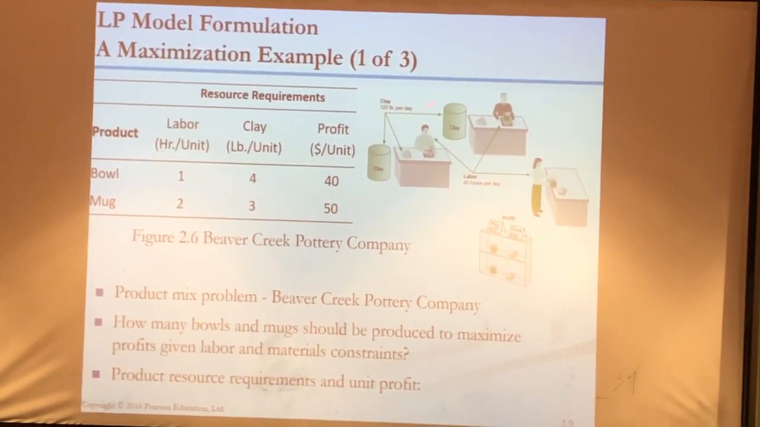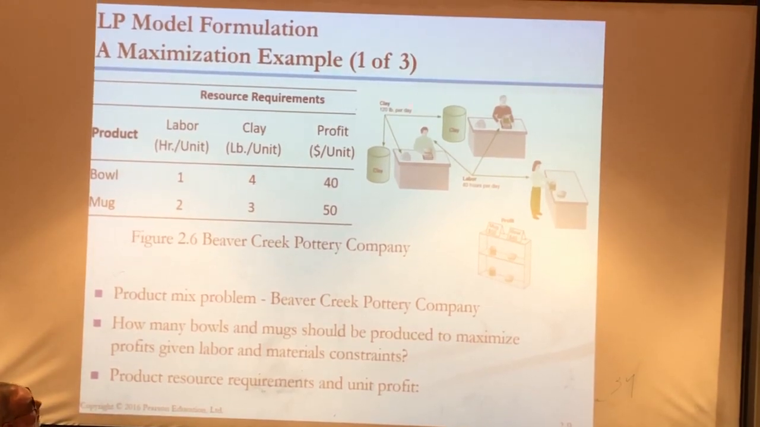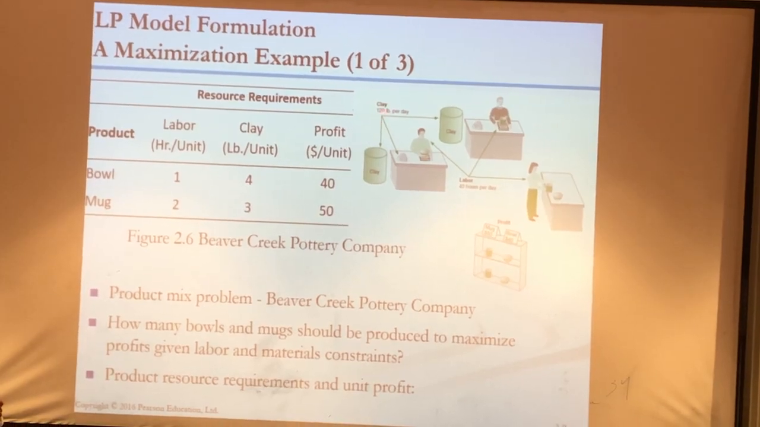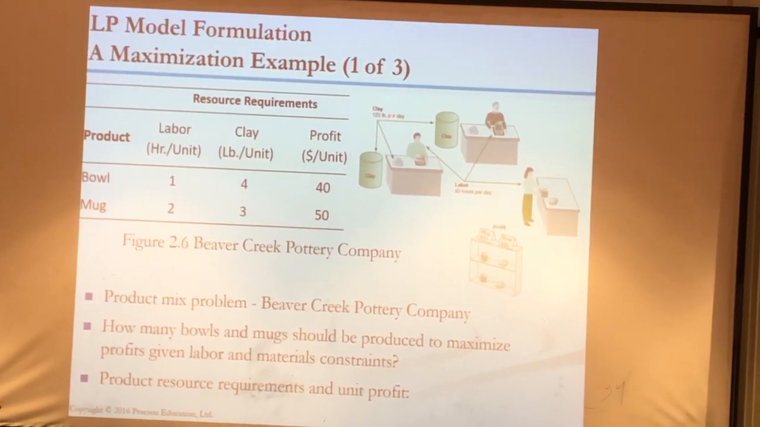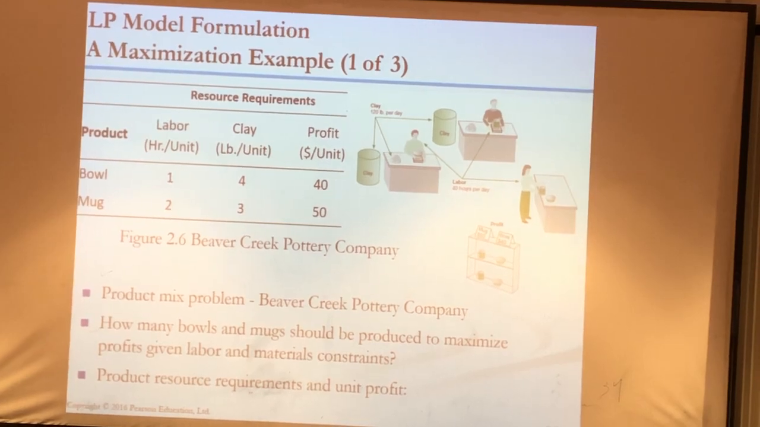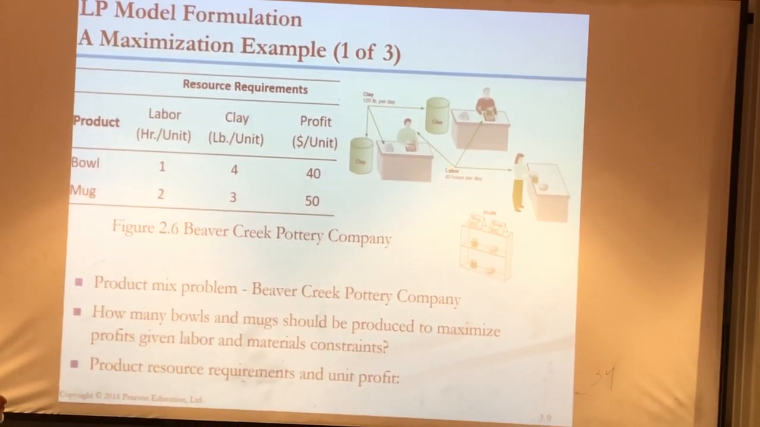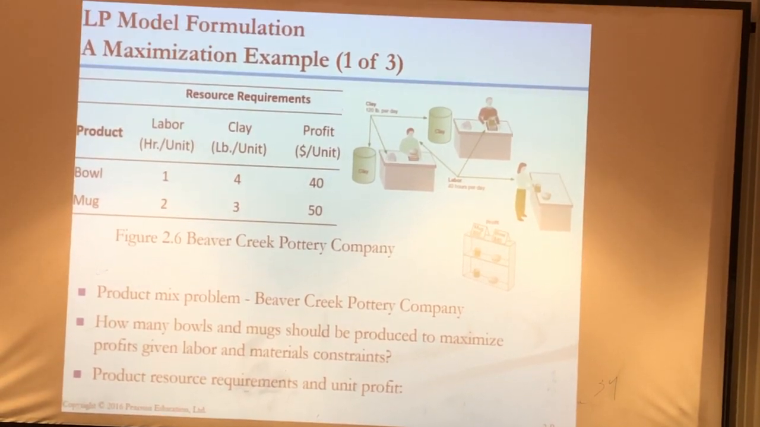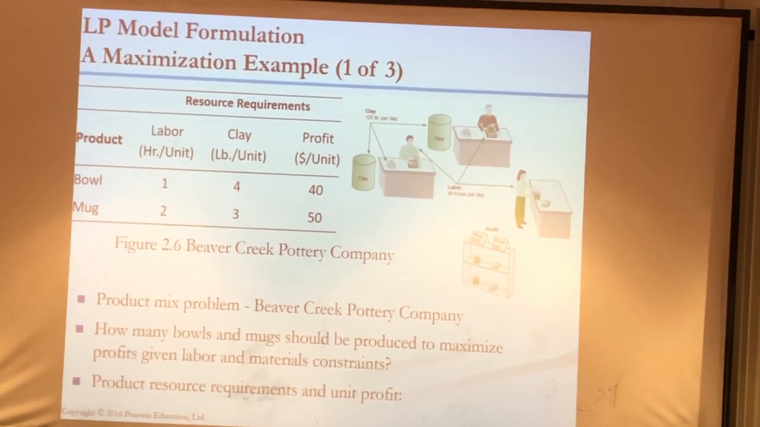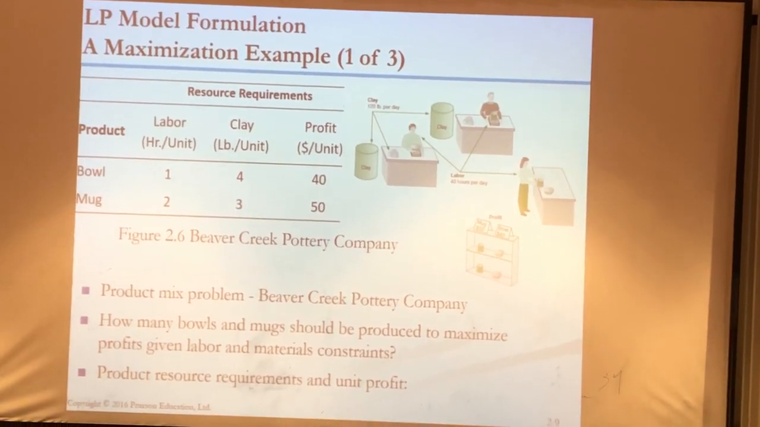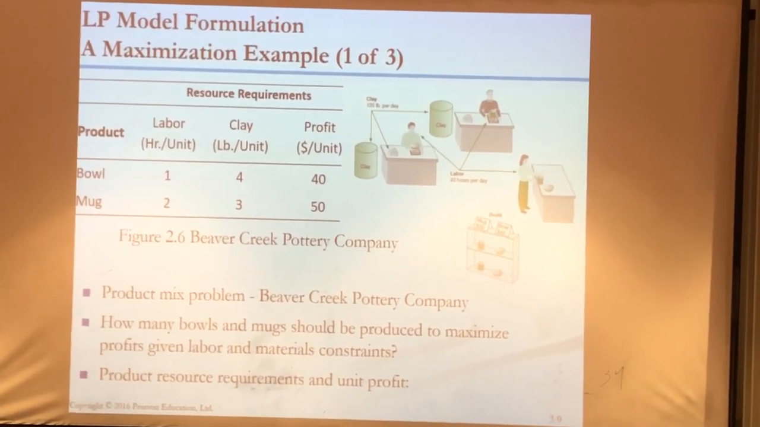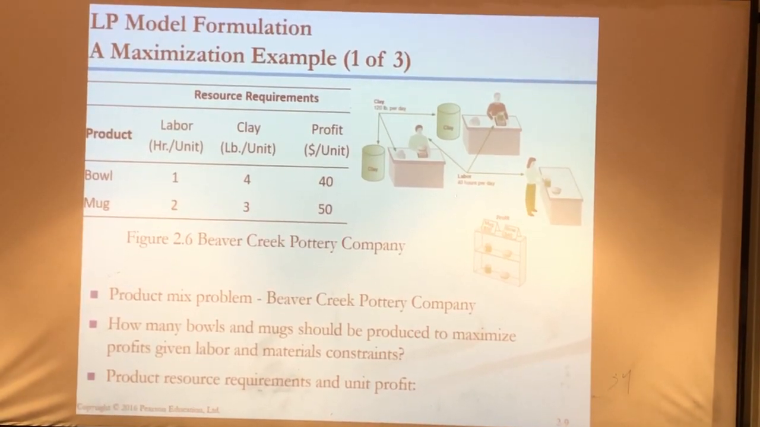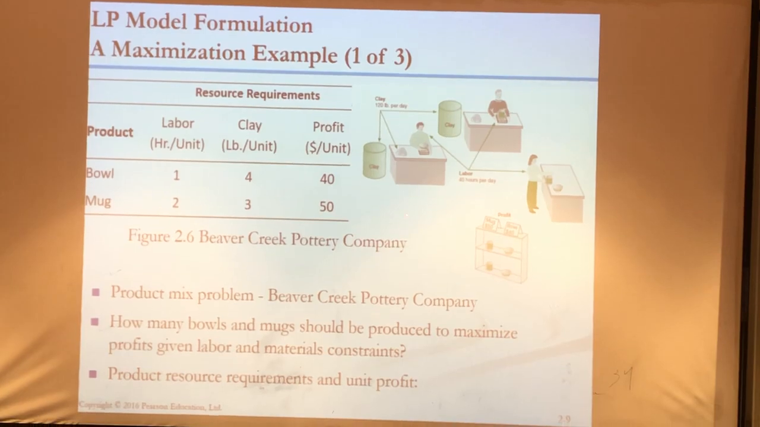I'm afraid it is written very small here. The clay is 120 pounds per day. All right, 120 pounds per day is the total clay available in a day, and the total labor is 40 hours per day. So if one laborer works for 8 hours, then it means that 5 laborers may be working in that company. This is 40 hours per day available labor.